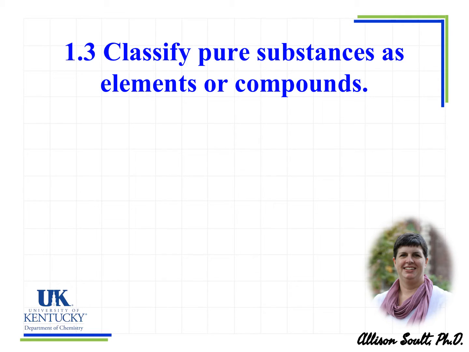A pure substance is anything that is just one thing. It can be an element such as nitrogen or hydrogen or sodium, or it can be a compound such as sodium chloride or water. Each of these things contains just one of those, therefore it's considered a pure substance. So compounds can have more than one element, but if all the units in that sample are exactly the same, then it's considered a pure substance.